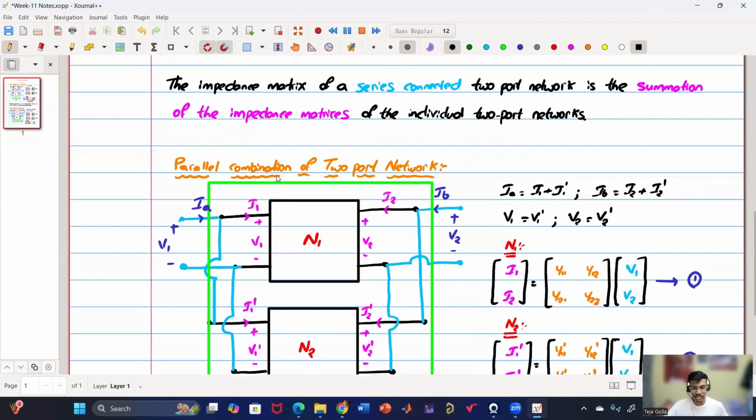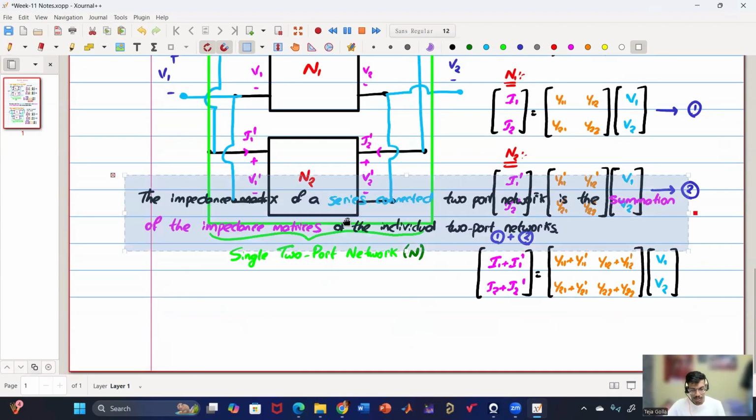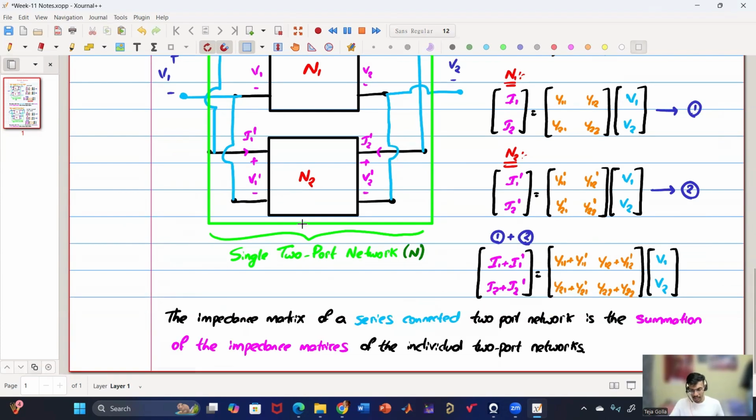Now if you see, in the case of series connection, the impedance matrix is the summation of the impedance matrices. Here we get something slightly different. It is the admittance matrix. So the admittance matrix of a parallel connected two-port network is the summation of the admittance matrices of the individual two-port networks.